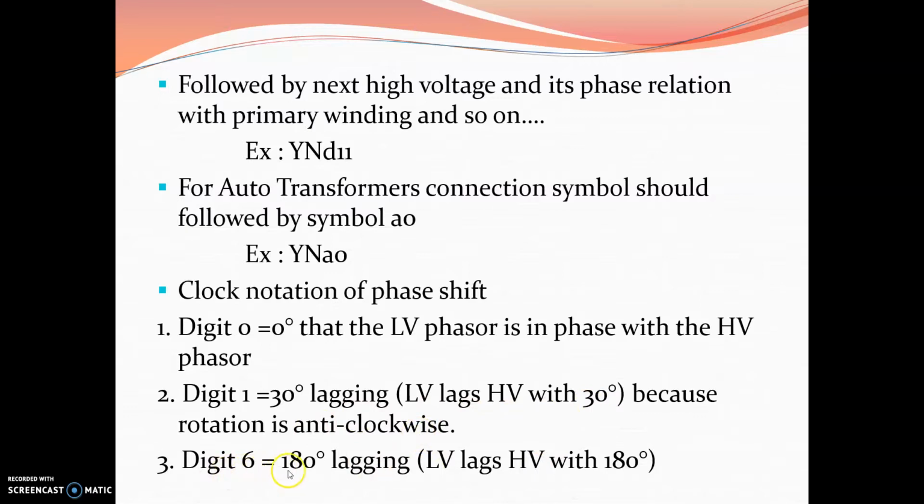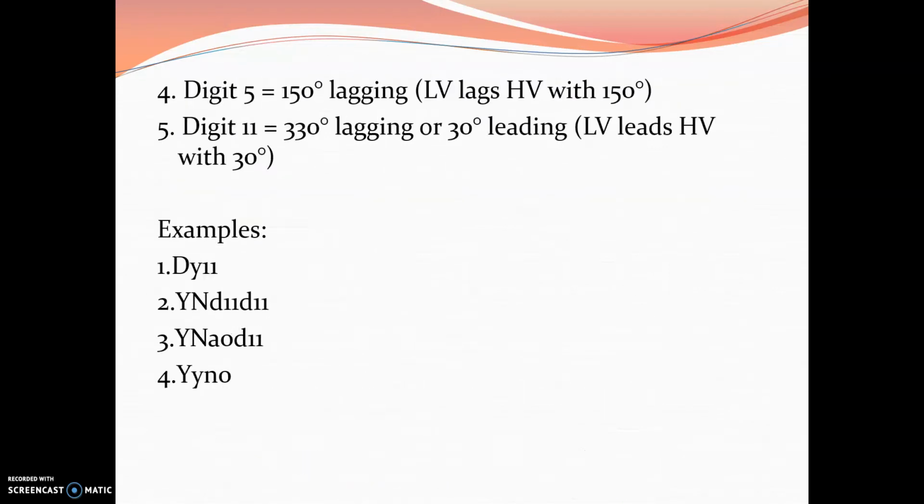Digit 6 represents 180 degree lagging, that is the low voltage lags the high voltage by 180 degree. Digit 5 is 150 degree lagging, that is the low voltage lags the high voltage by 150 degree. Last but not least, digit 11, that is 330 degree lagging, and 30 degree leading is the same case. That means the low voltage leads the high voltage by 30 degree.